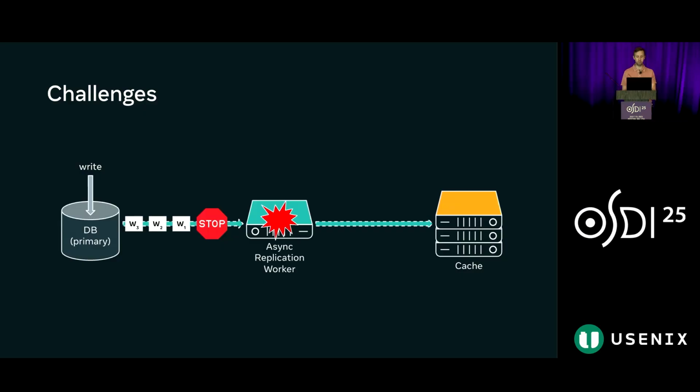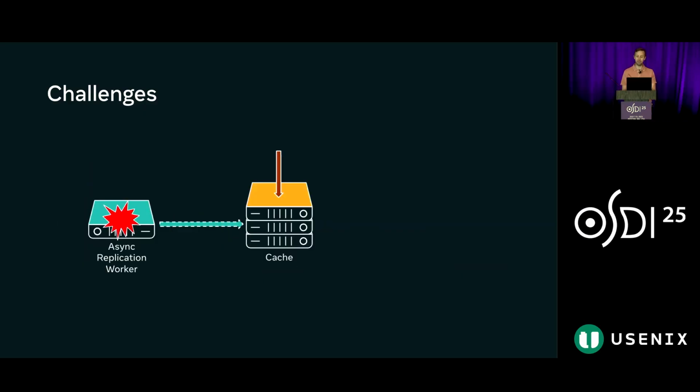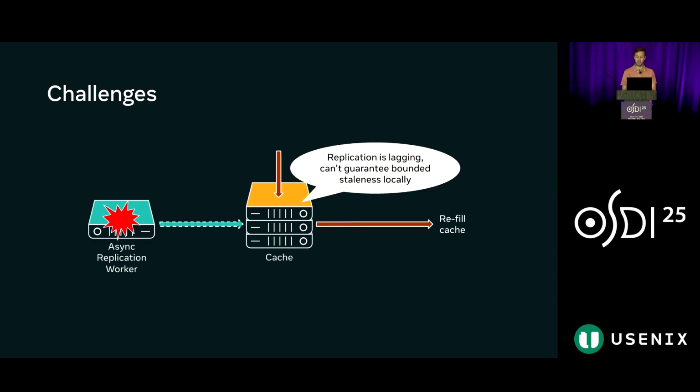So how can we solve this problem? At a high level, the cache can try to compensate for replication lag. Internally, cache hosts track the replication progress. If replication lag is larger than the staleness bound, then the cache is considered stale.